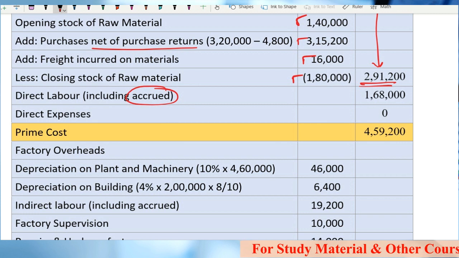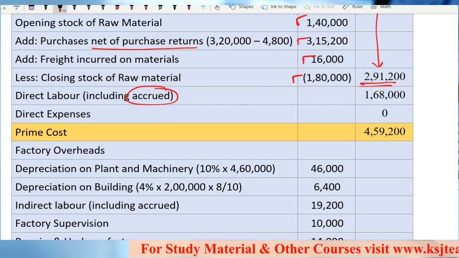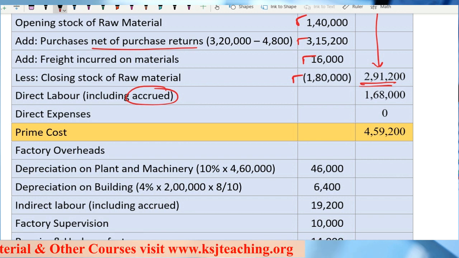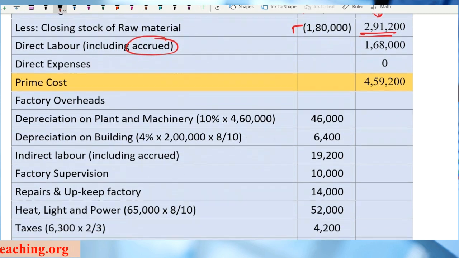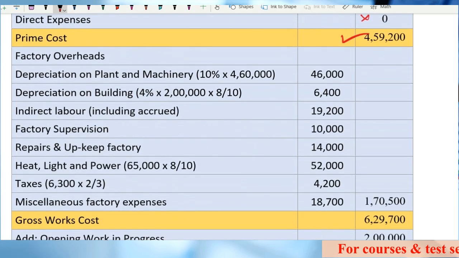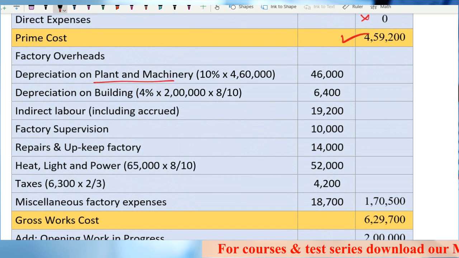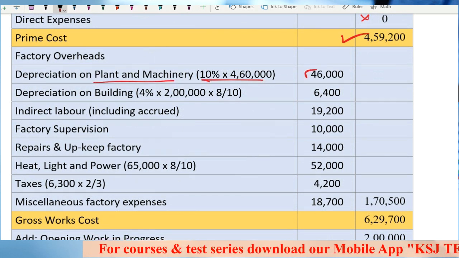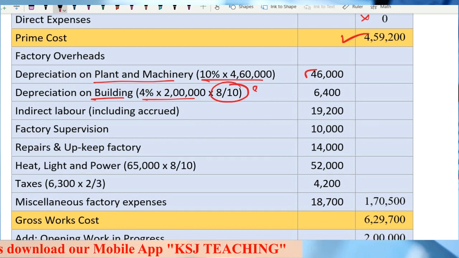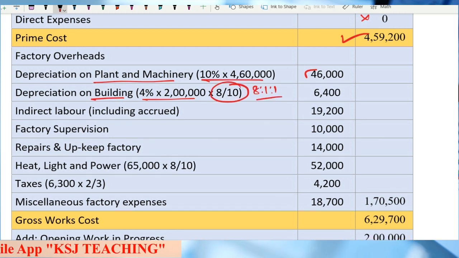right? Now these are the 2 points. Write down these 2 points, right? That you must remember, because you can get the practical problems on these 2 things, right? Direct expenses, nothing, prime cost calculated. Factory overheads, depreciation on plant and machinery, 10%, directly no issues. Depreciation on building, 4% into 8 by 10, because the ratio is 8:1:1, right?